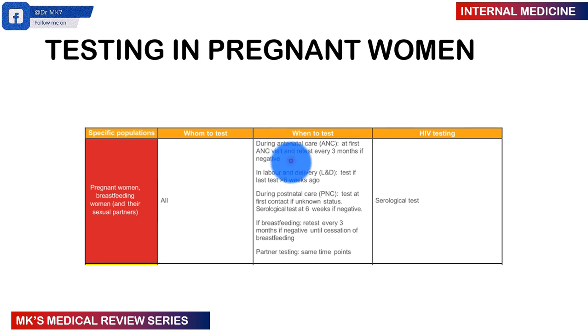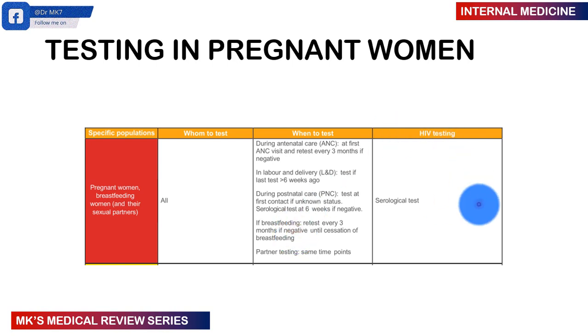Then, of course, during postnatal care, we test them at the first contact. If we don't know the status, then we do a serological test at 6 weeks if it is negative. If they're breastfeeding, we retest them every 3 months if it's negative until the cessation of breastfeeding. Then, of course, partner testing should be done at the same times that this woman goes for antenatal care and the same times that she is in delivery. The tests that we do are serological tests, so antibody-antigen tests.